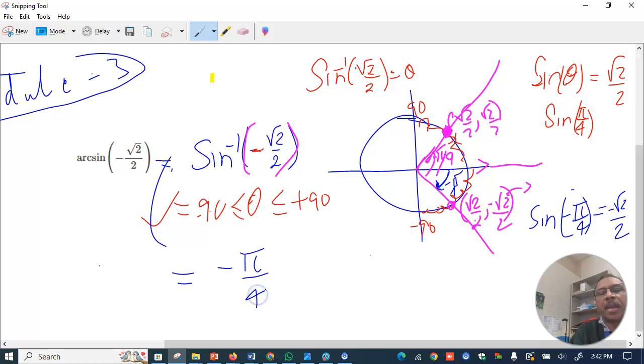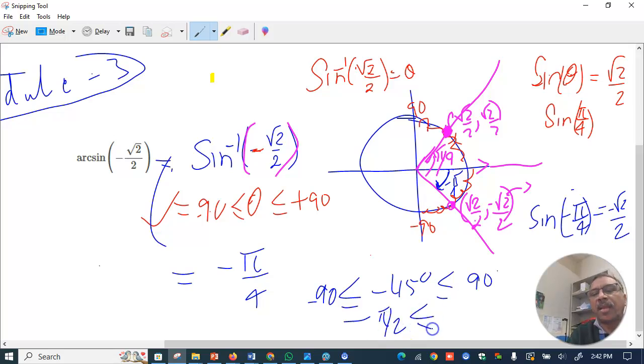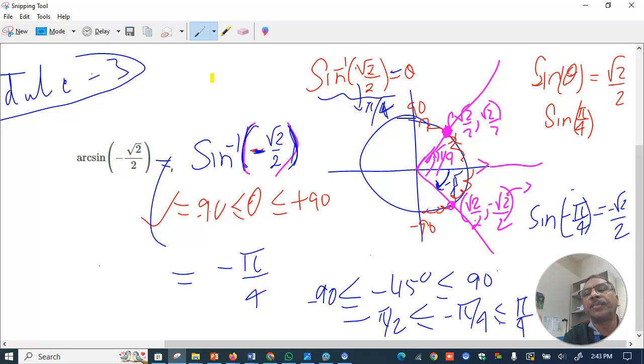And clearly, minus pi by 4 is between minus 90, which is minus pi by 2, and plus 90, because pi by 4 is 45 degrees. I hope this makes sense to you. So minus pi by 2 is less than or equal to negative pi by 4. I'm taking a little time here just to understand the concept very clearly. When this question is asked, just think first of the positive part, and you get that this has to be pi by 4.